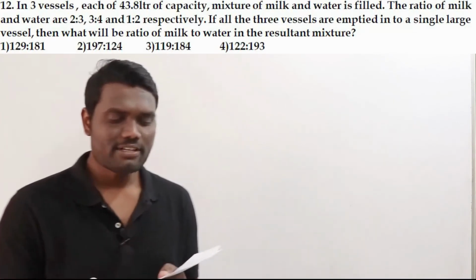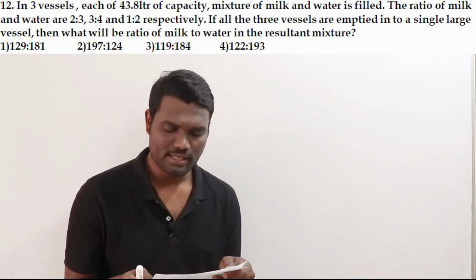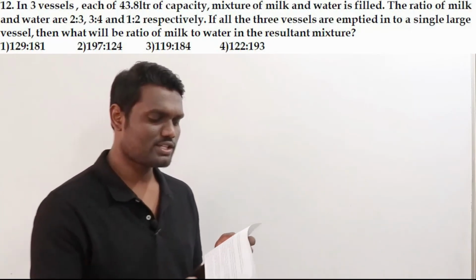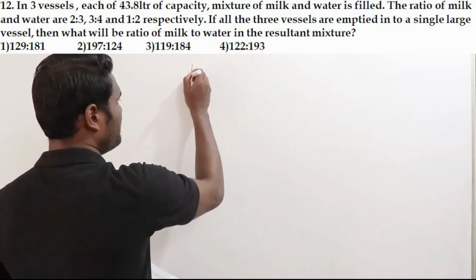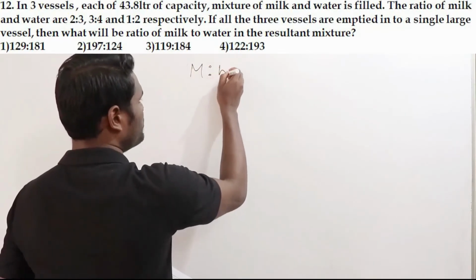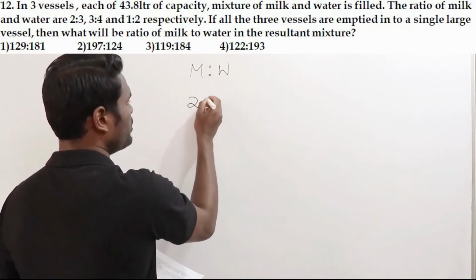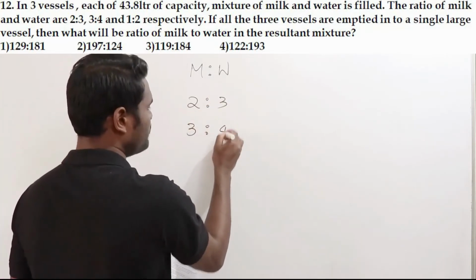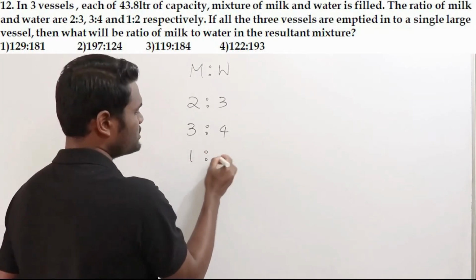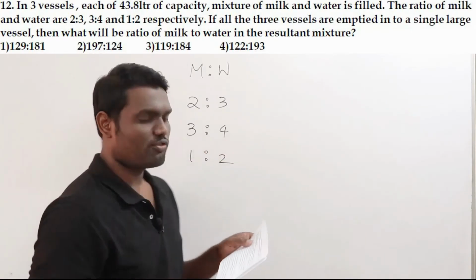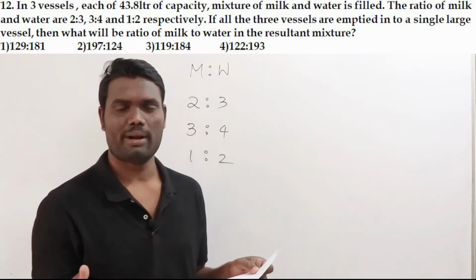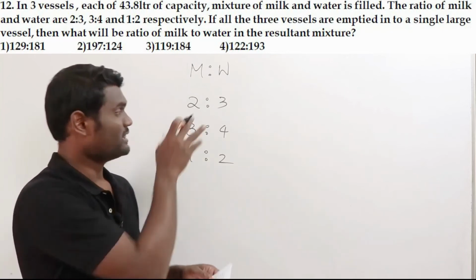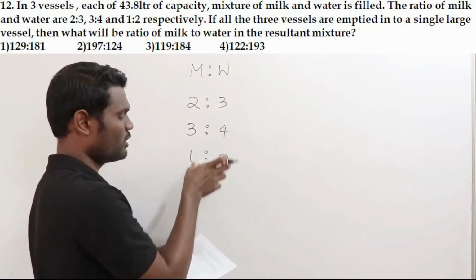Next example: 3 vessels, each of 43.8 liters capacity, are filled with a mixture of milk and water. The ratios of milk and water are 2:3, 3:4, 1:2. So the milk to water ratio is 2:3. Next it is 3:4. Next it's 1:2, and it was said each is of 43.8 liter capacity, but it doesn't matter here whether it's 43.8 liters or 20 liters or 40 liters. It's not a matter. The ratios are what is important: 2:3, 3:4 and 1:2.